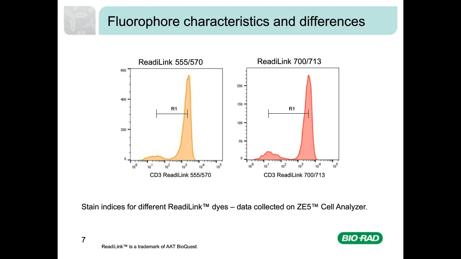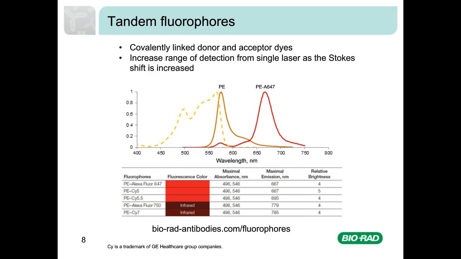In addition to single molecule fluorophores, tandem fluorophores are a clever way of increasing the Stokes shift to allow excitation and detection of more fluorophores excited from a single laser. They work by covalently linking a donor fluorophore, typically PE or APC, to an acceptor fluorophore that has a longer maximal fluorescence emission, such as Alexa 647.